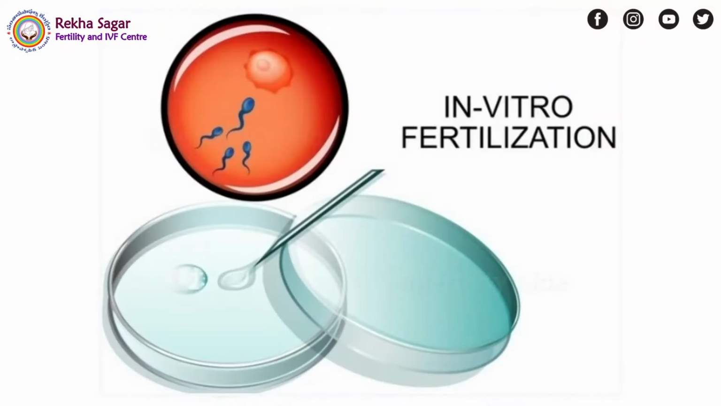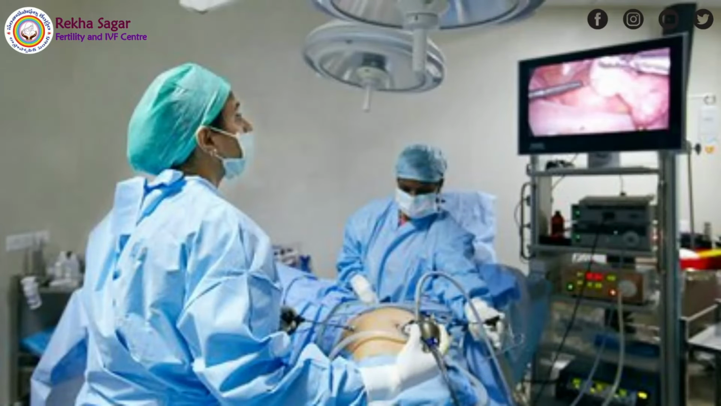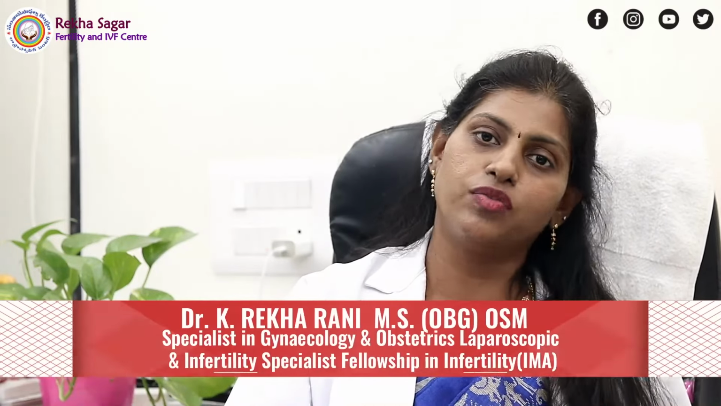If it is a case of hydrosalpinx, usually there is damage to the inner lining of the tube, so they have to go for resection of the tube. And if it is endometriosis, it's a long procedure where the patient has to go through long cycles of treatment, and she may end up having IUI or IVF.